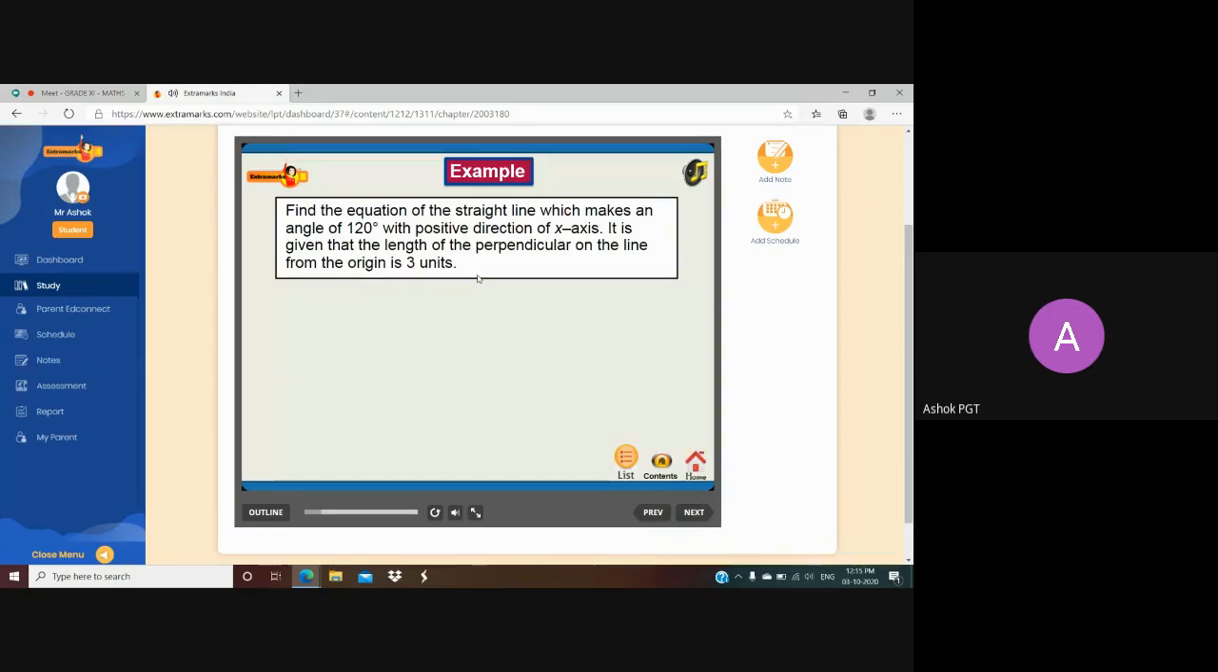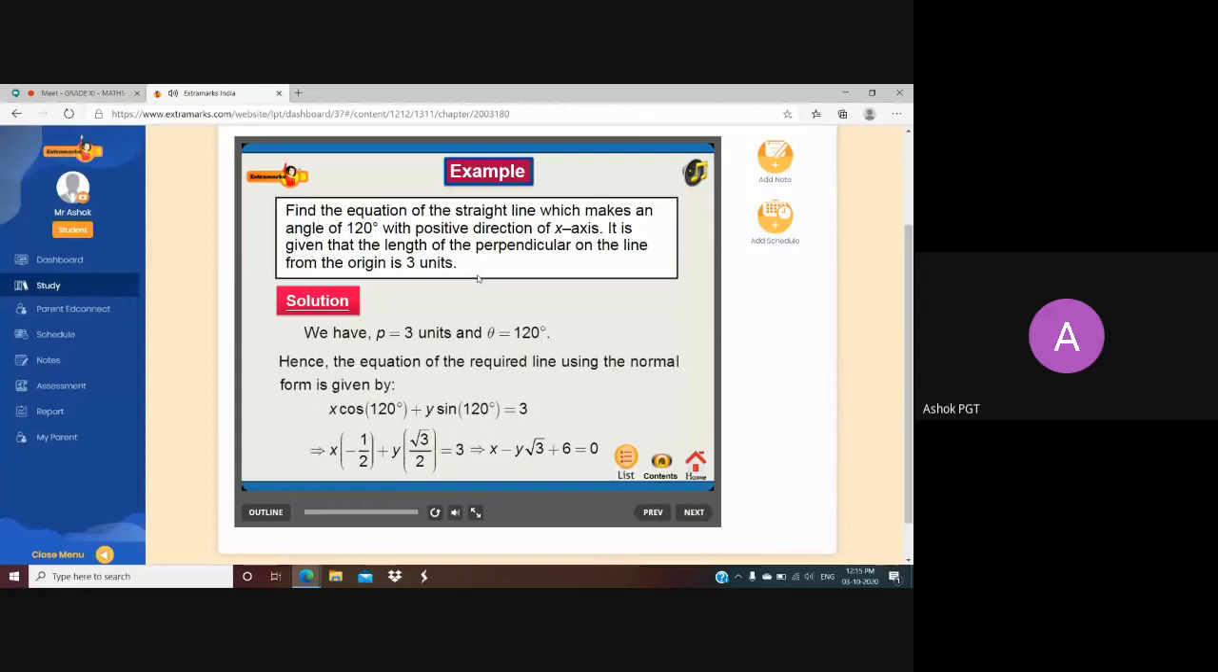Find the equation of the straight line which makes an angle of 120 degrees with positive direction of x-axis. It is given that the length of the perpendicular on the line from the origin is 3 units. Solution. Here we have p is equal to 3 units and theta is equal to 120 degrees. Hence, the required equation of the line in normal form can be calculated as shown here. Students, actually, this is a wrong answer.